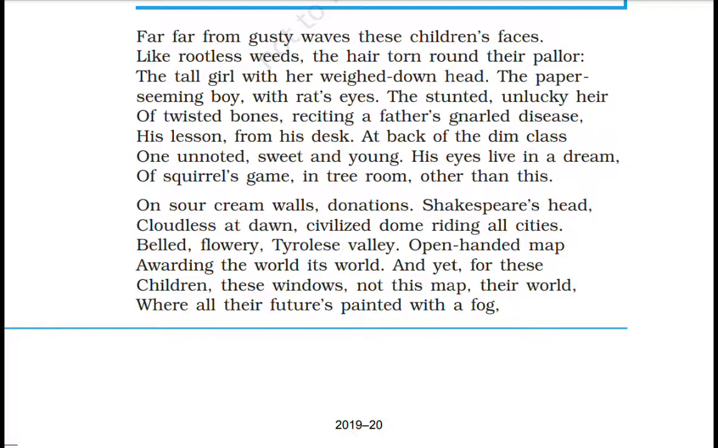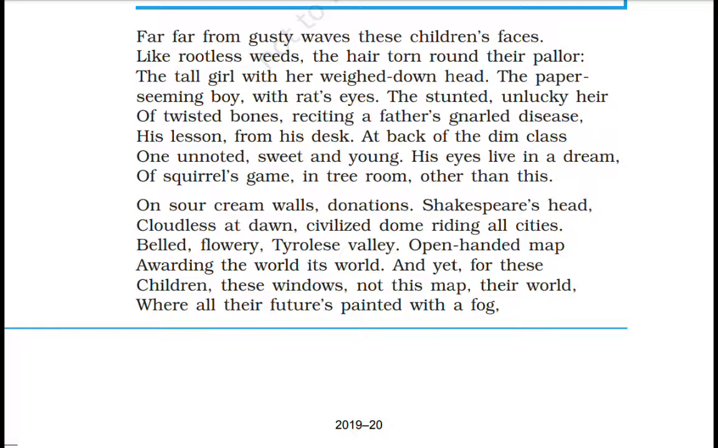At back of the dim class, one unnoted, sweet and young. His eyes live in a dream of squirrels' game in tree room other than this. Now the poet talks of one more boy who is sitting at the back of the dim class. Dim class shows that the class is not very airy and there is no proper light. So the class may be dingy, dark, and at the back one unnoticed boy is sitting, who is sweet and young.